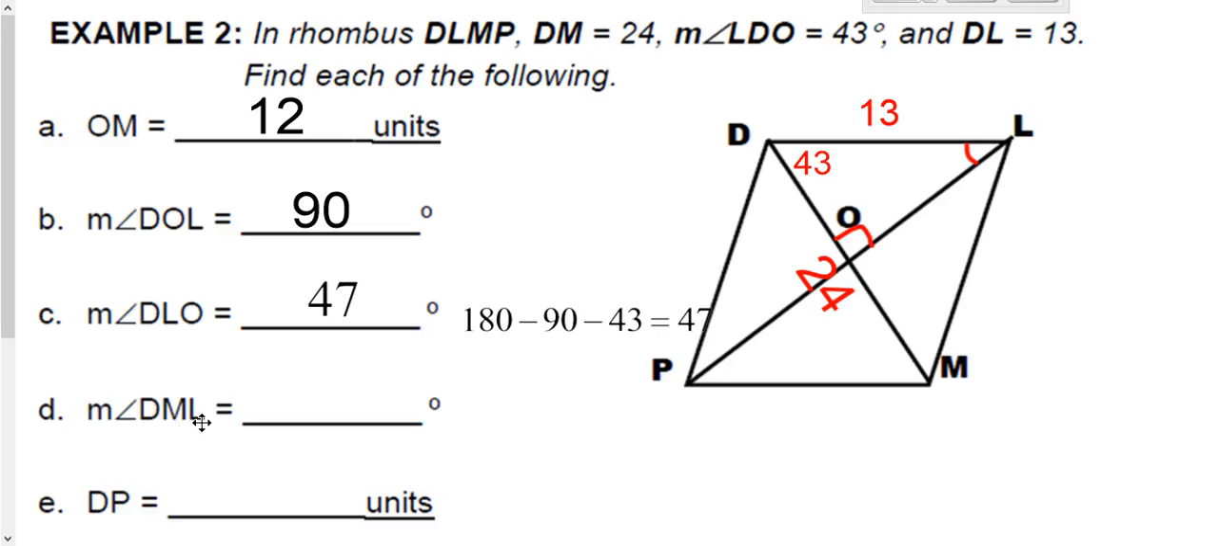Angle DML. So we go from D to M to L. That is this little angle in this corner right here, not the whole angle. Well, we know these bisect these, opposite angles are equal, then it cuts it in half. All these little halves on this diagonal are equal, so it's the same as this 43 over here.